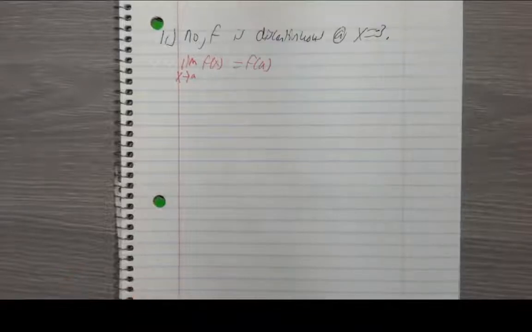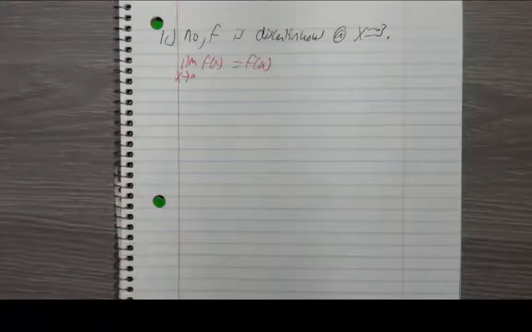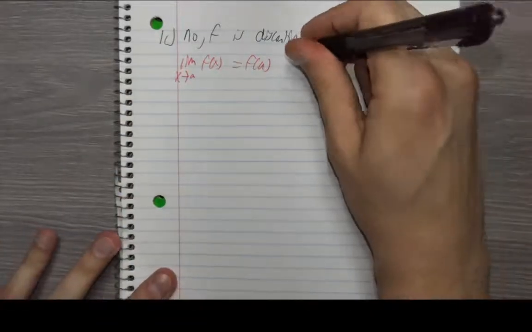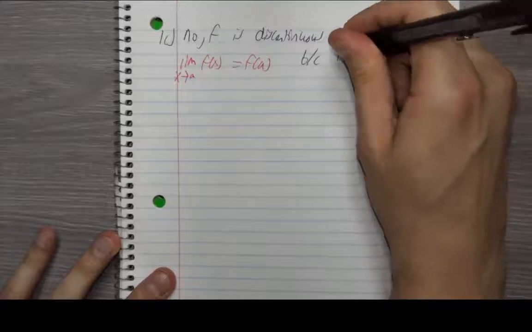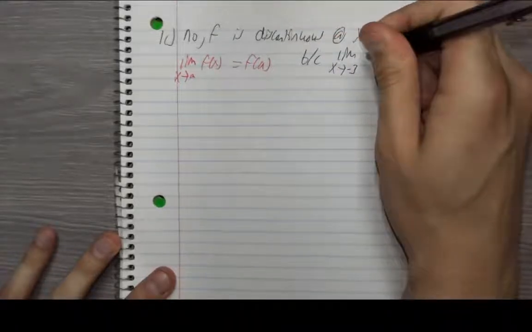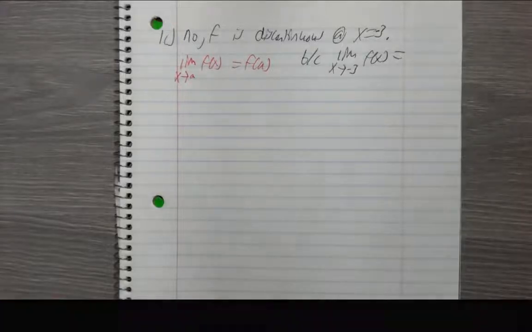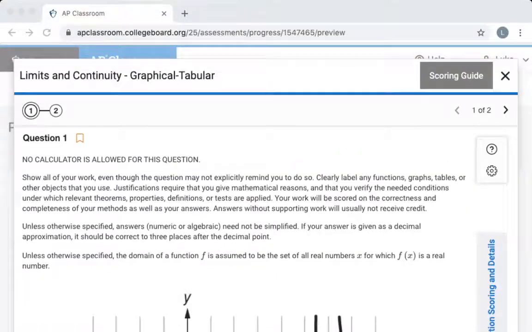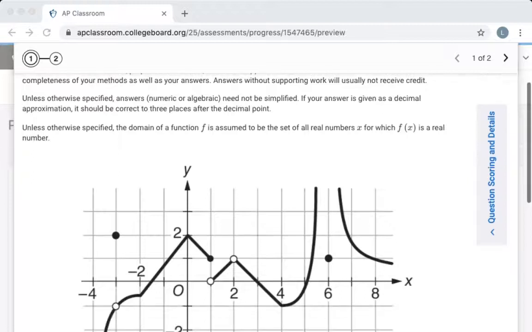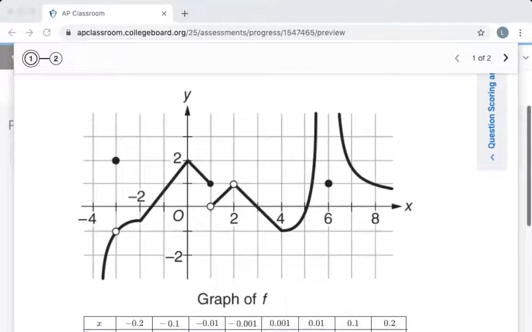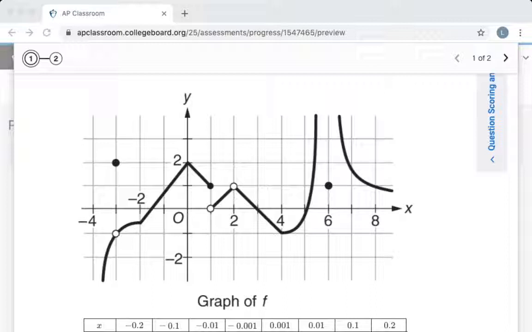The limit as x approaches a of f of x is equal to f of a. That's the actual definition of continuity. So my answer then would be no, f is discontinuous at x equals -3 because the limit as x approaches -3 of f of x, if you actually look, let me go back to my screen, the limit was equal to -1. From the left and from the right, the lines are approaching -1.